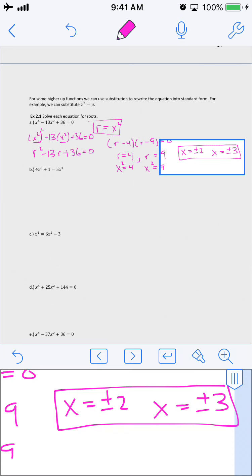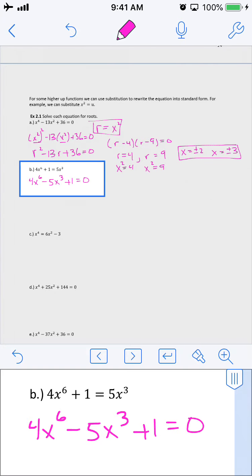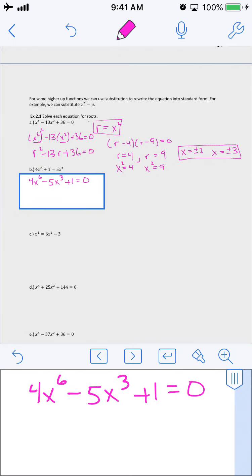Okay, let's try another one. This one, we kind of need to rearrange a few things. It's not quite in order yet. 4x to the 6th minus 5x cubed plus 1. And now we can see it's almost kind of a quadratic, right? Kind of the same logic. Is it almost a quadratic, though? I have to double check something. Well, yeah, it is.